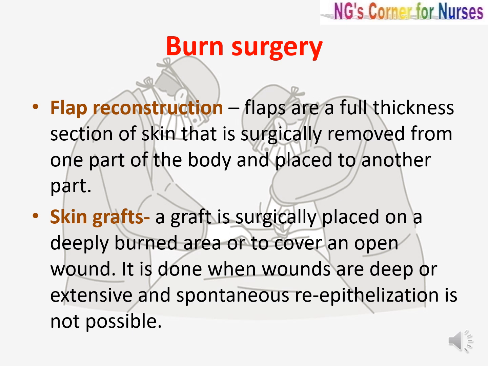Next, coming to the burn surgeries. First is flap reconstruction. Flaps are a full thickness section of skin that is surgically removed from one part of the body and placed on another part. Next is skin grafts. A graft is surgically placed on a deeply burned area or to cover an open wound. It is done when wounds are deep or extensive and spontaneous reepithelialization is not possible.